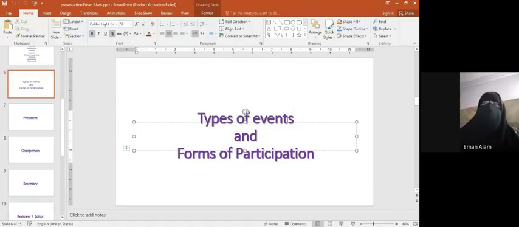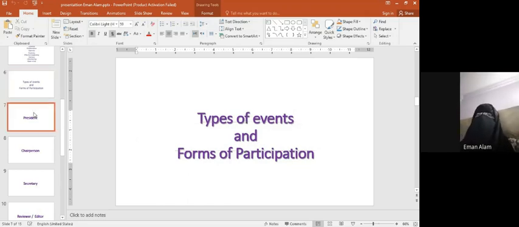What about forms of participation? We have different forms of participation. Let's start from the president.